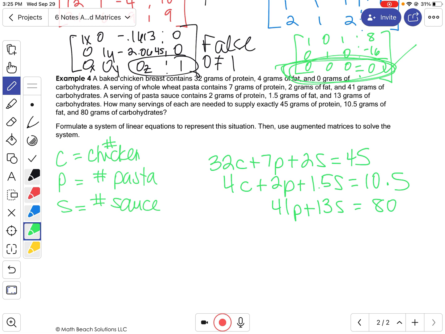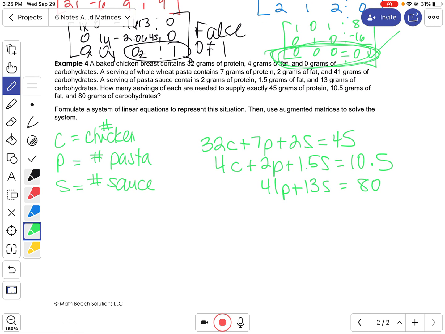Okay, so we have our equations. Now we're going to solve it. So I'm going to set up my coefficients. 32, 7, 2, 4, 2, 1.5, then 0 for C, notice there's not a C there, 41 and 13. And your constants 45, 10.5, and 80.